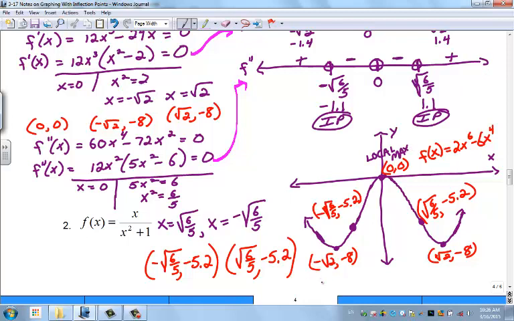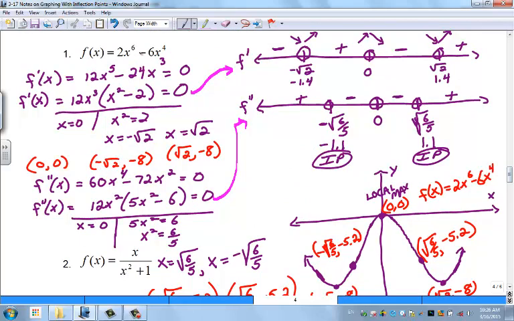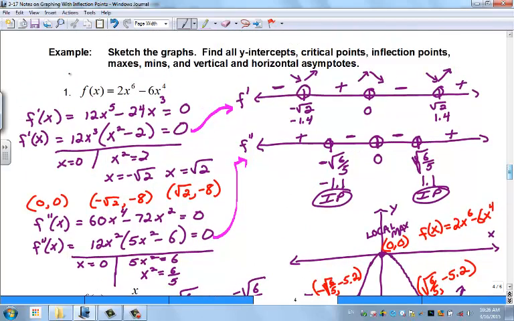You have an absolute min. It's the smallest value that you could possibly have. Absolute min at both radical 2 and negative 8 and negative radical 2 and negative 8. Okay, so that's that. Remember, this was a polynomial, so in the beginning I should have stated that there are no vertical or horizontal asymptotes.